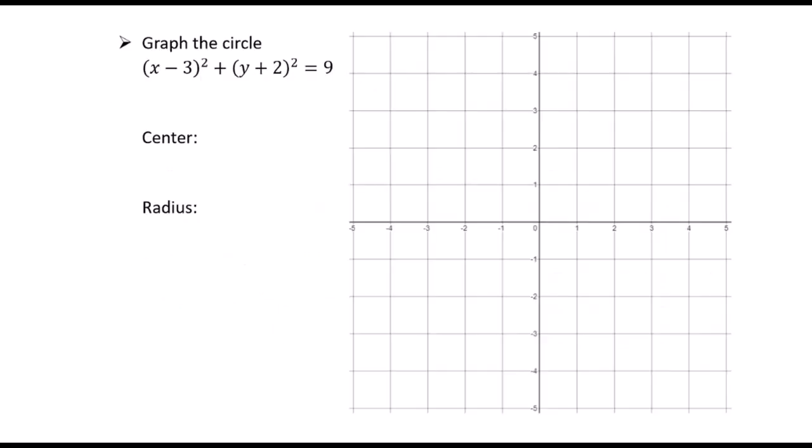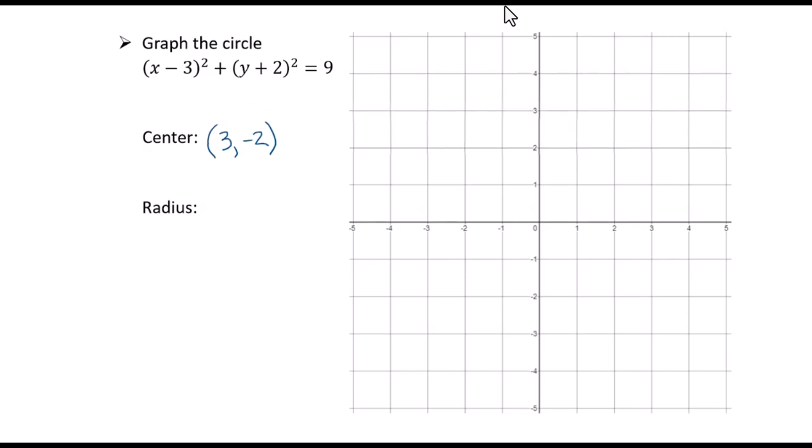Let's graph this circle. (x minus 3) quantity squared plus (y plus 2) quantity squared equals 9. My center is 3, -2. This might seem counterintuitive. The way I think about this is, what value of x would you put here that would make this squared quantity be 0? And that's 3. What y value would you put here that would cause this squared quantity to be 0? And that is -2.